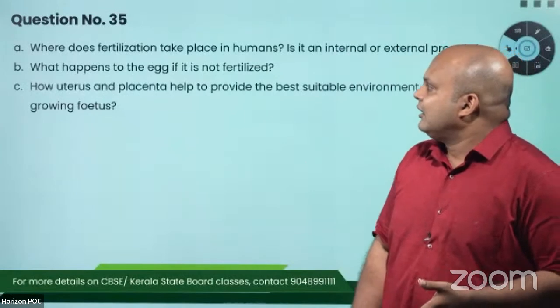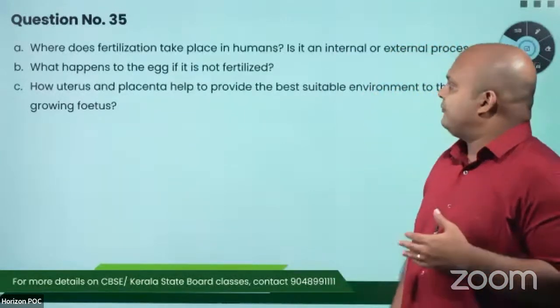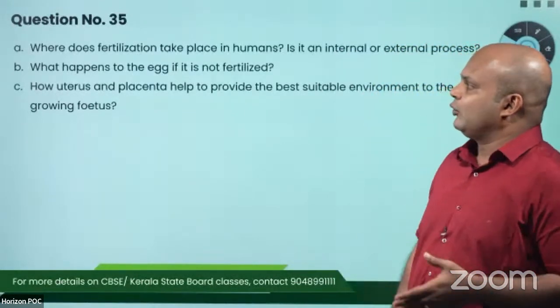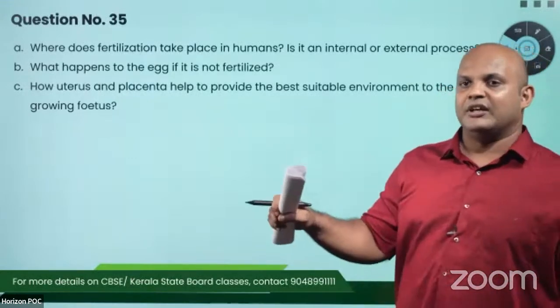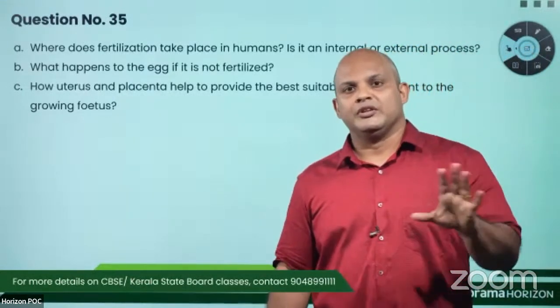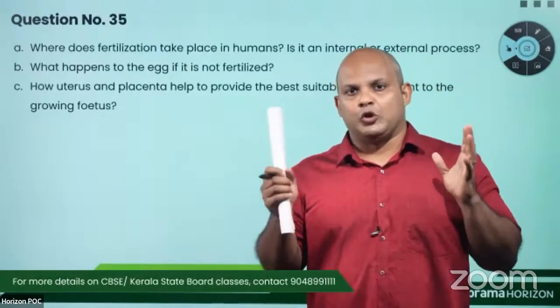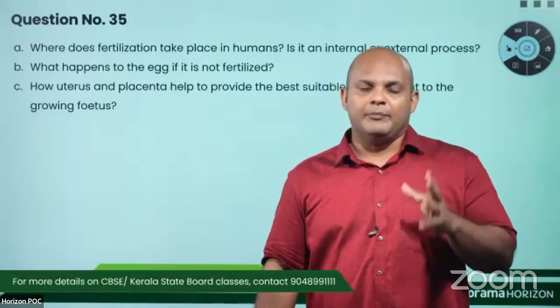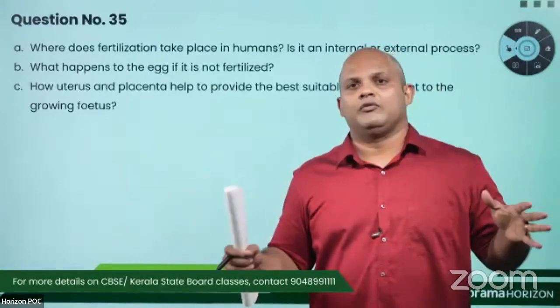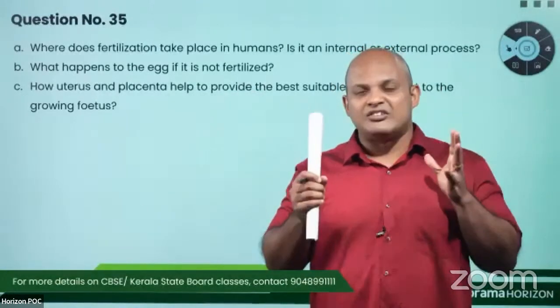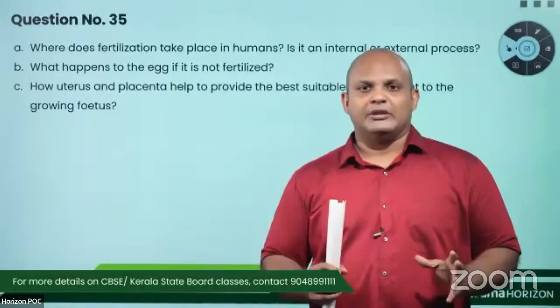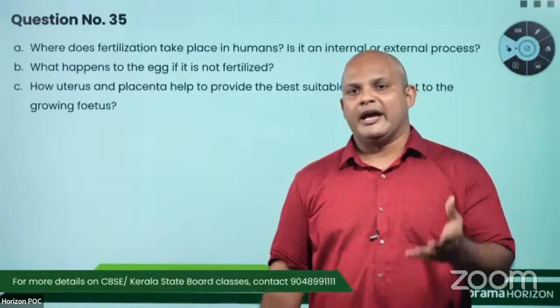How is the uterus and placenta helpful in providing the best suitable environment for the growing fetus? Now, the uterus and placenta are two different structures with two different functions. The uterus contains thick connective tissue. It is shock absorbing. It protects the developing embryo and fetus from any physical shock, from any temperature changes. It provides a very stable, benign, and safe environment in which the embryo can develop.